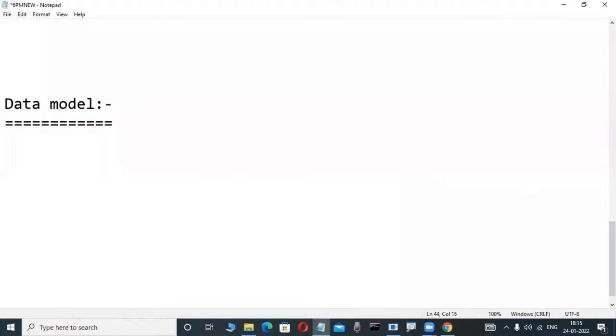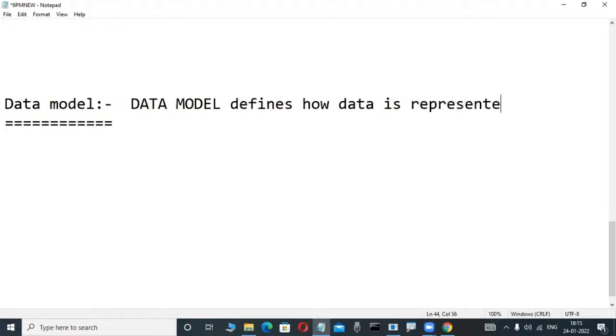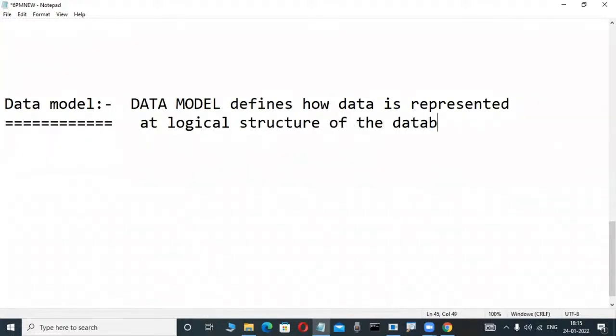Data model represents how data is represented. A data model defines how data is represented at the logical structure of the database. How easy is that definition? Observe here, the logical structure of the database. And now check it out. What is a logical structure?